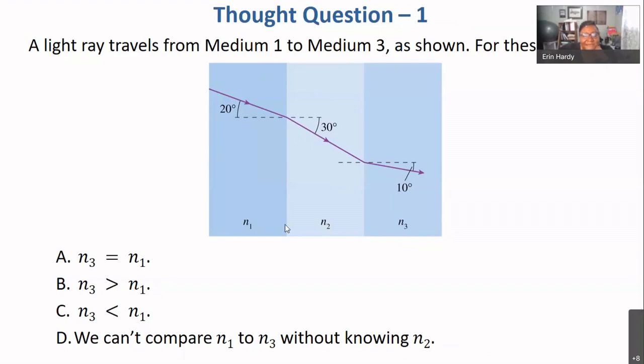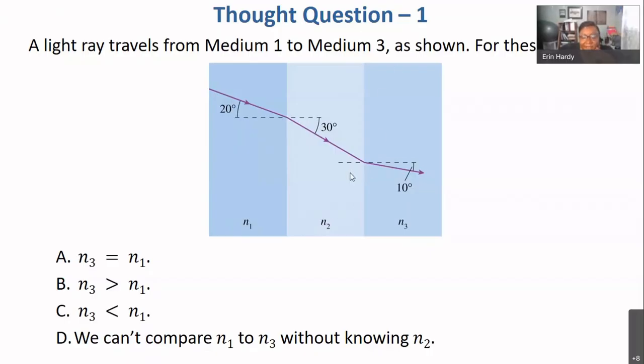Okay, so let's look at the first interface. We have material 1 and material 2. Our angle of incidence is 20 degrees. The refracted angle is 30. So we go from small to big. That tells us for sure that N1 is greater than whatever N2 is.